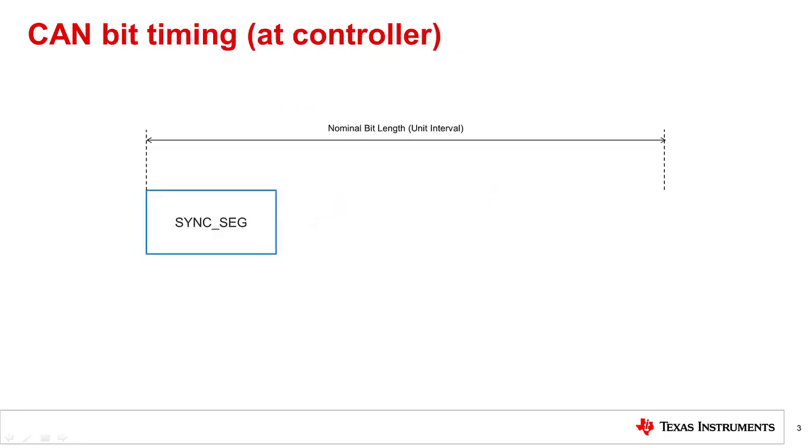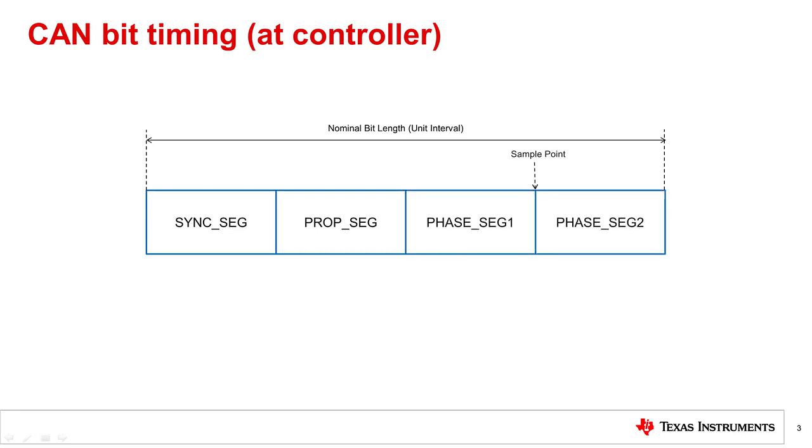Each CAN bit is divided into the four segments shown here, with a sample point typically located at the 75% point of a bit width. The first segment, called the synchronization segment, is the time that a recessive to dominant transition is expected to occur. All the nodes on a bus synchronize on rising edges.